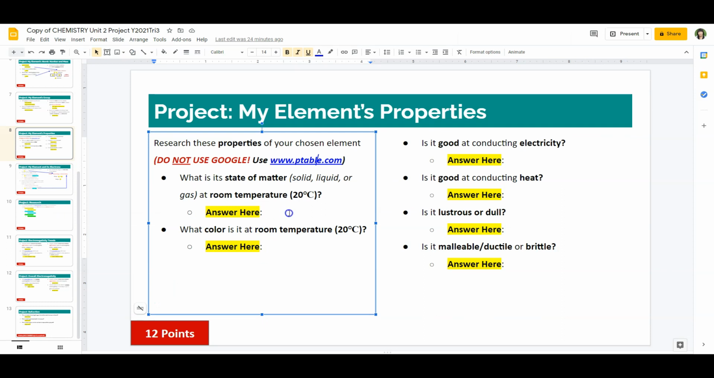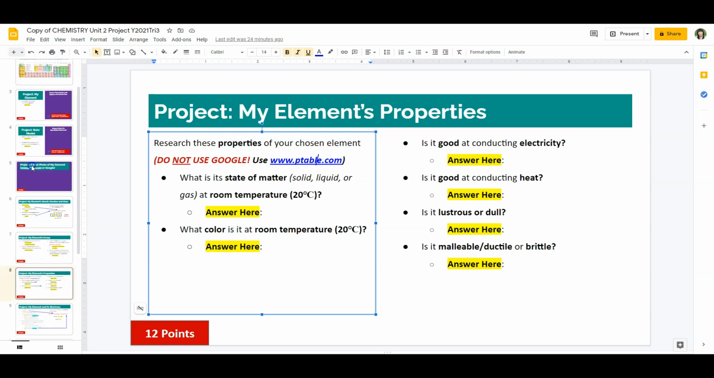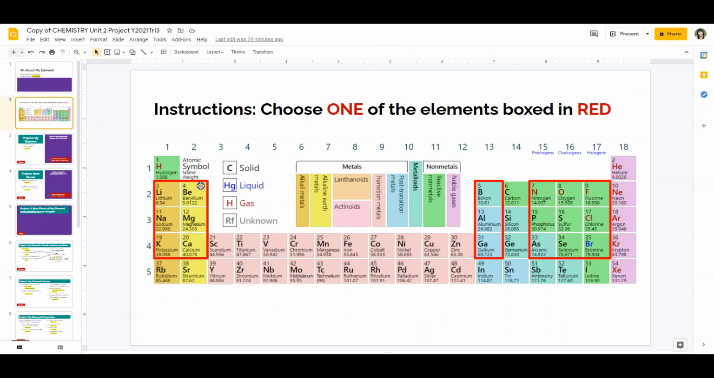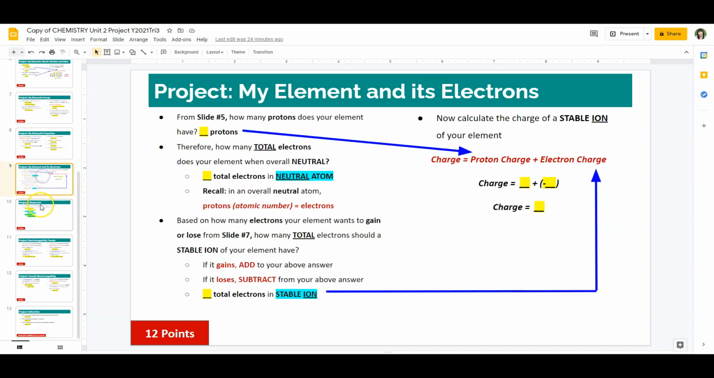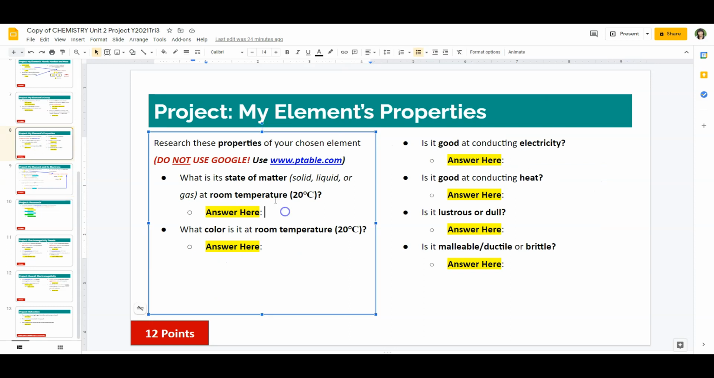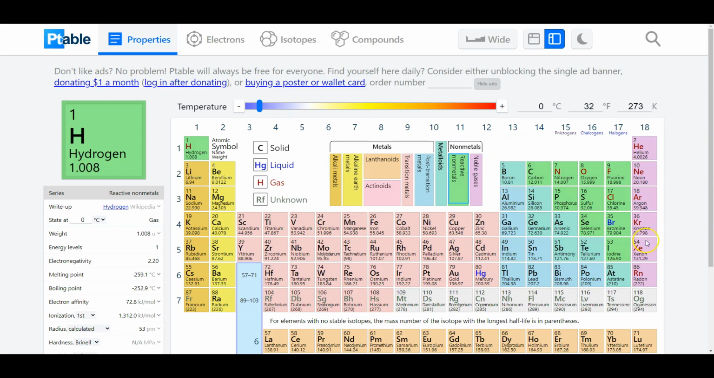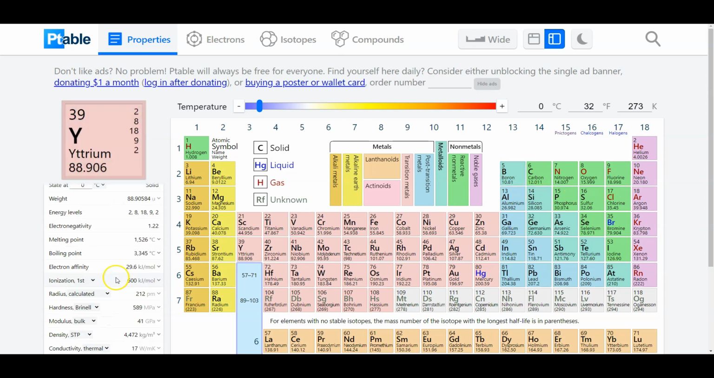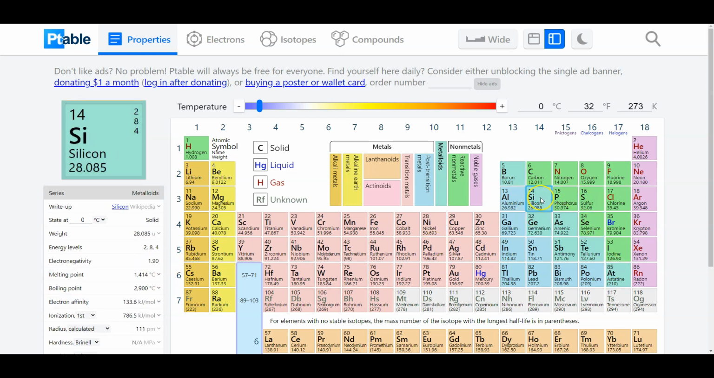So the question is, what is the state of matter, solid, liquid, or gas at room temperature of the element that you chose? Remember, you could only choose one of these 18 elements that are boxed in these bright red boxes. So taking a look here again at slide 8, in order to find the state of matter at room temperature, all you need to go ahead and do is click on your element.